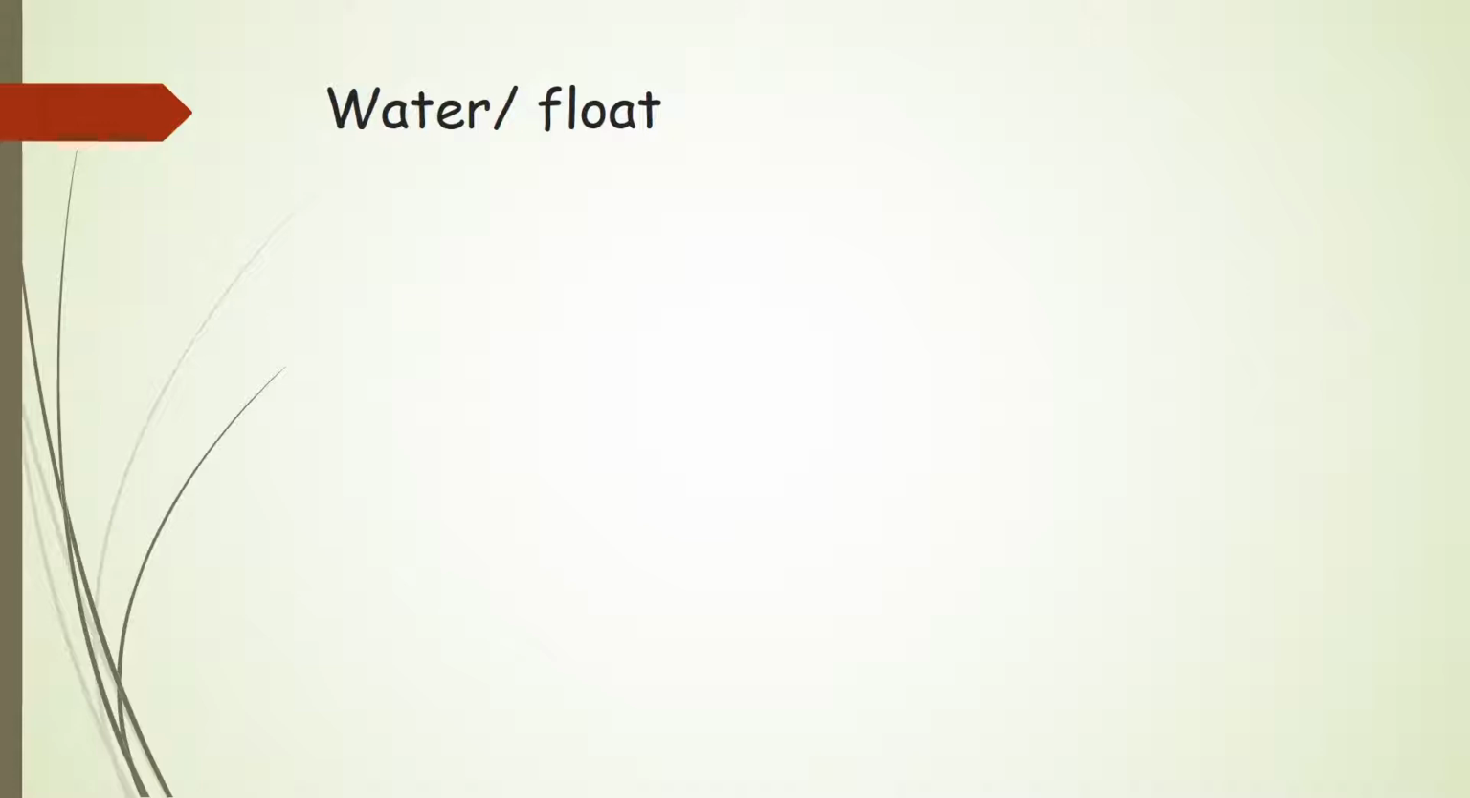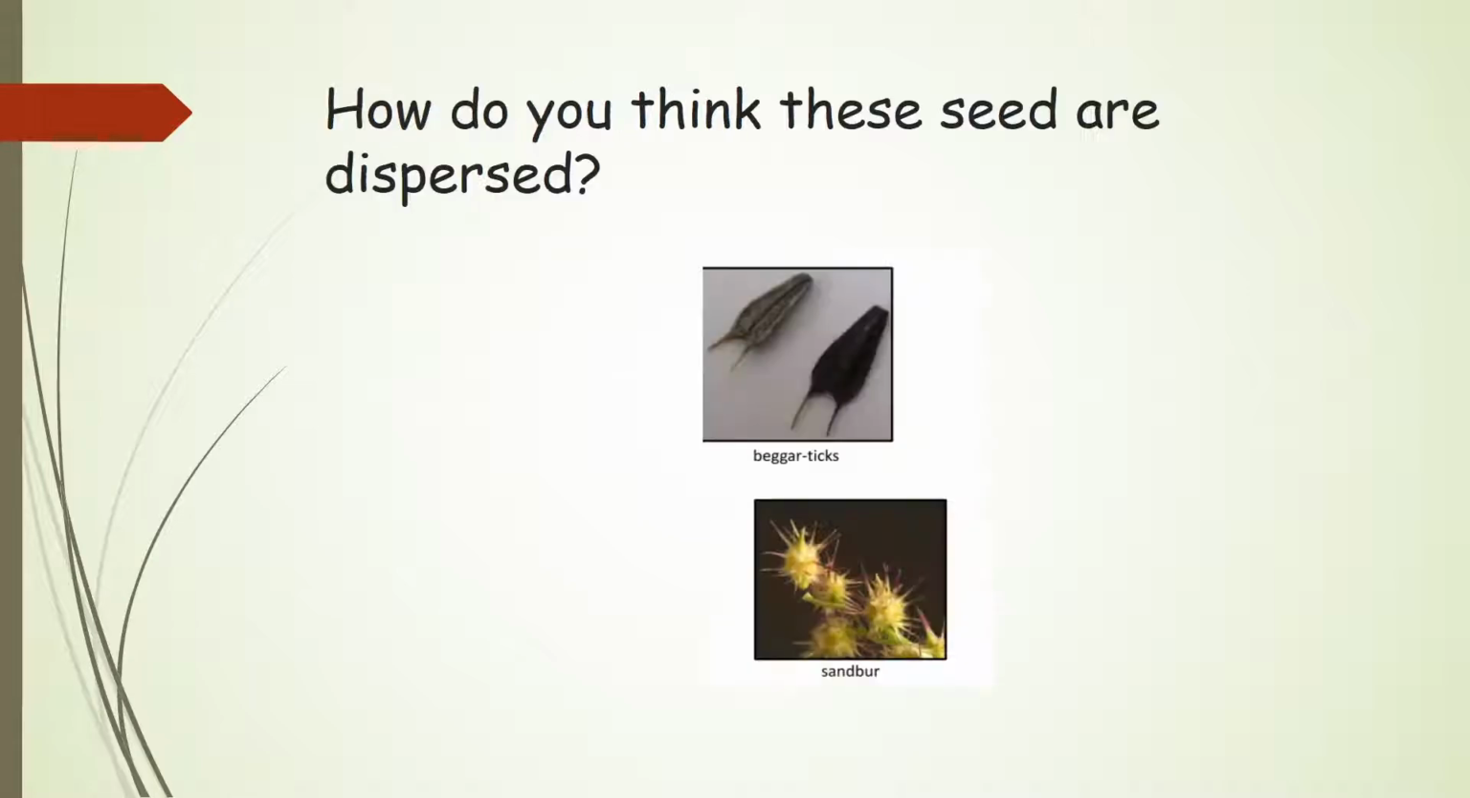Water. So they float. They float off somewhere else, and eventually, hopefully, they will land on a piece of ground or wash up on the shore in a place where it's suitable for them to grow with the right temperature, right amount of moisture, right amount of sunlight, and then they will germinate. Okay, what about these ones then? How do you think these seeds are dispersed?